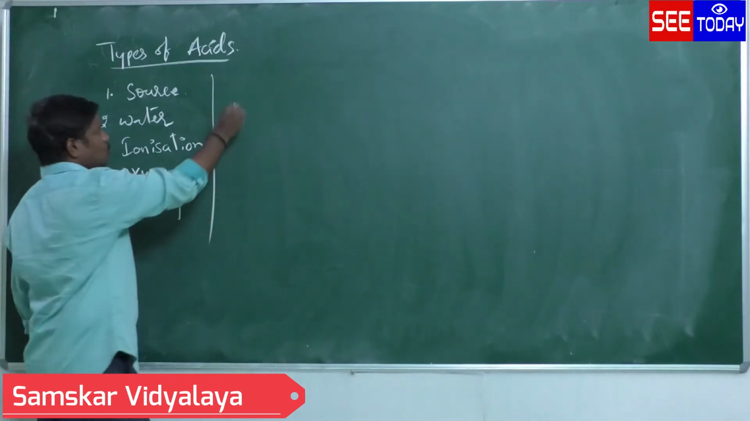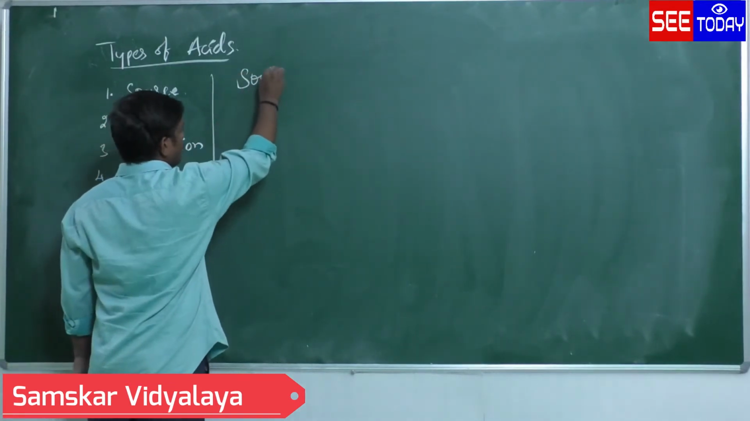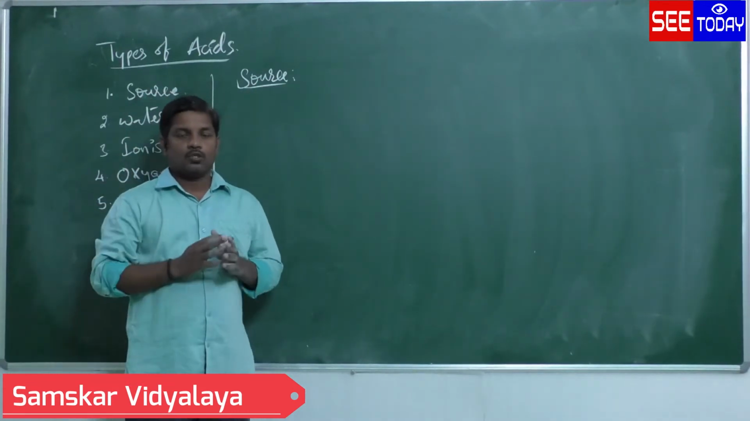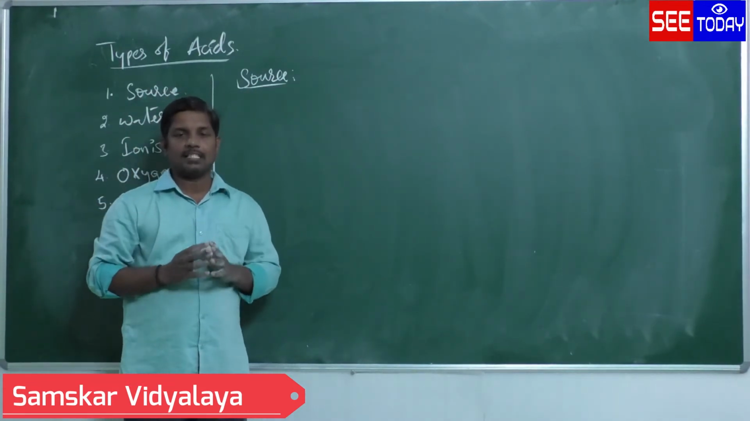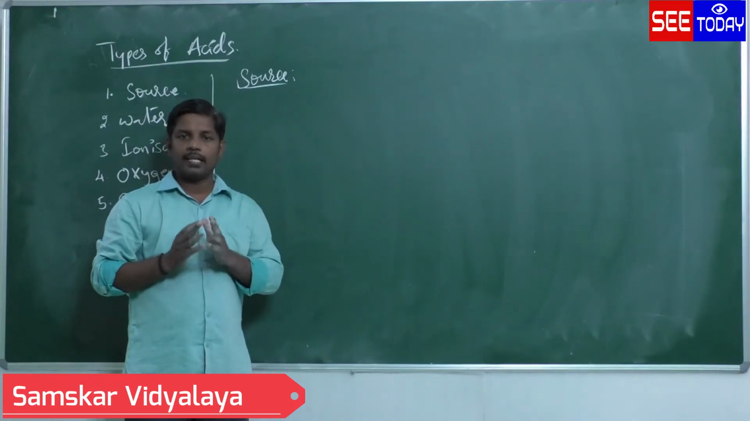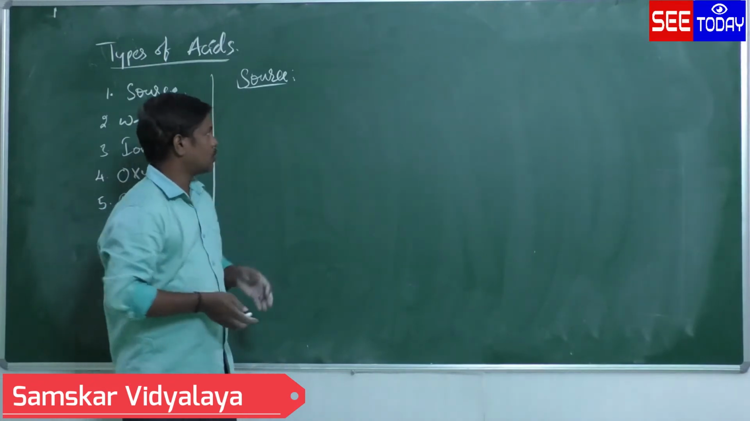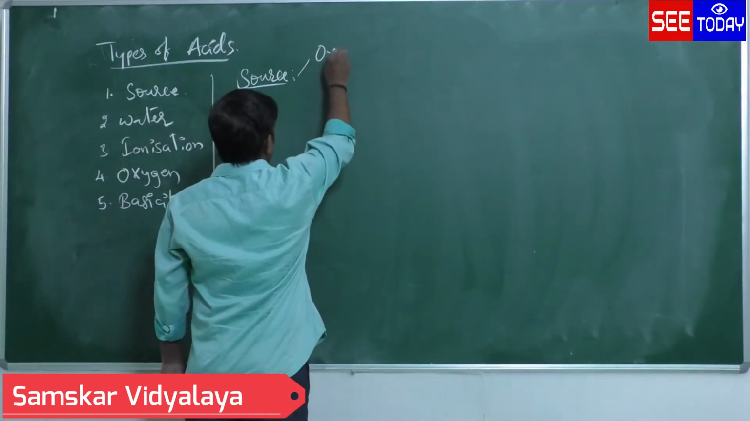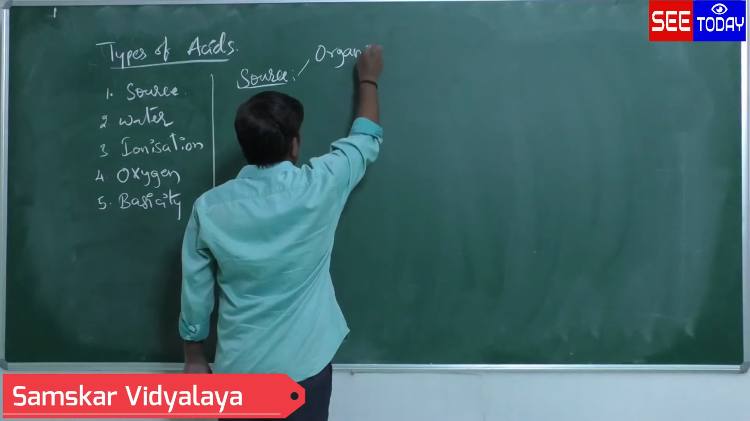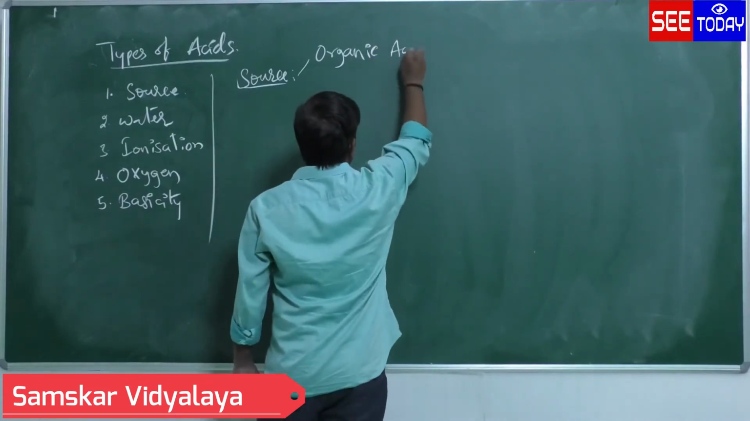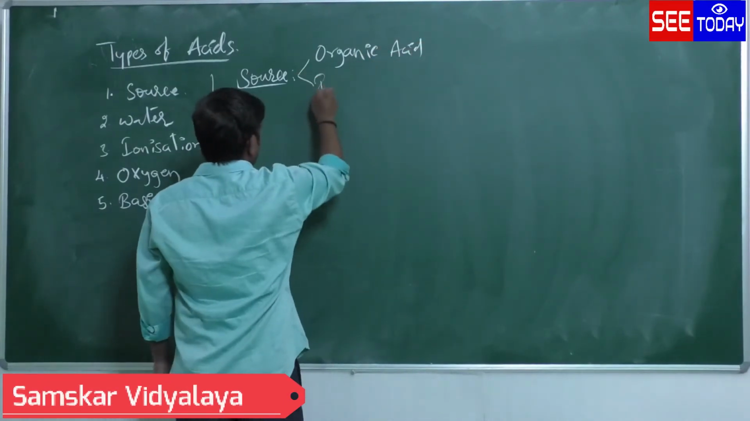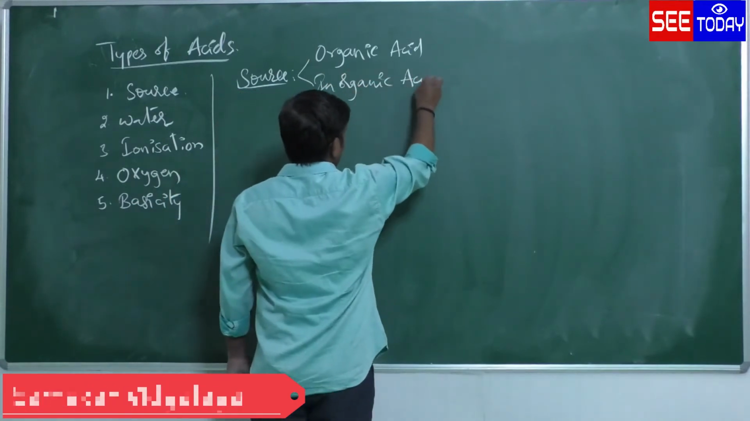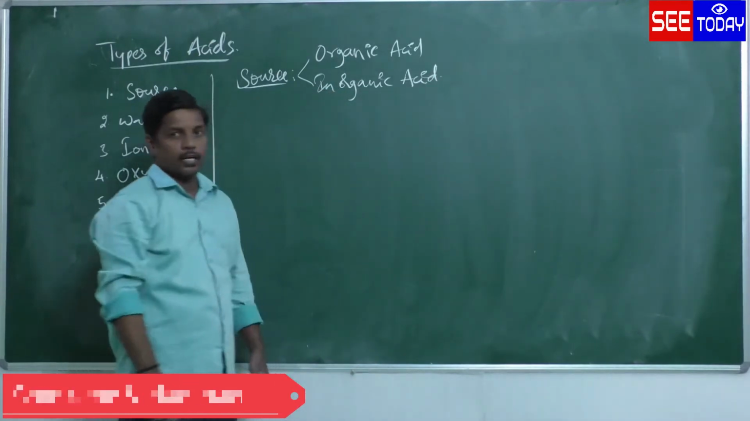So based on source. Based on source means the source from which we will get the acid. Based on the source, these acids are again divided into two types. One is organic acids and inorganic acids. Organic acids as well as inorganic acids.